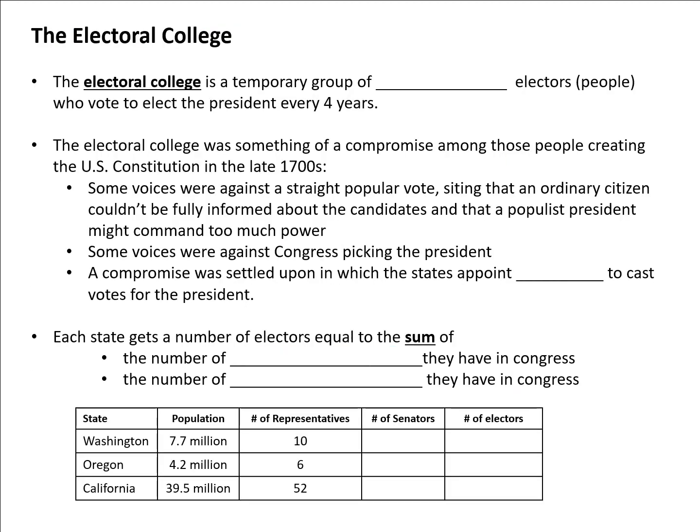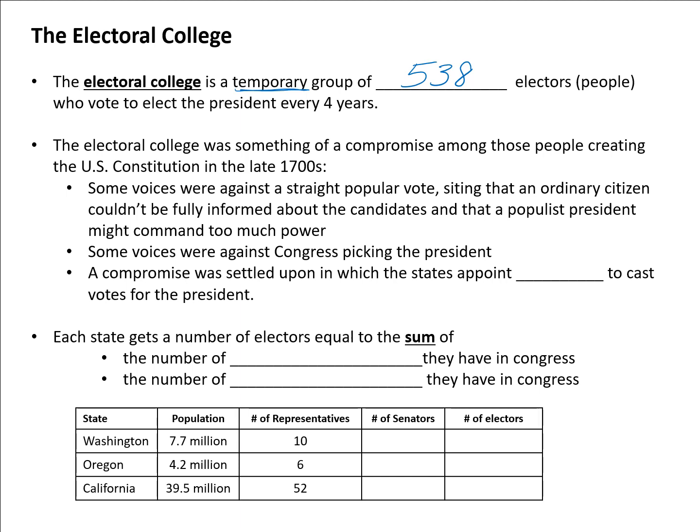The Electoral College is a temporary group of 538 electors, or people, electors are just people, who vote to elect the president every 4 years. It is a temporary group because the group of people changes every 4 years. But it is 538 people who meet and vote for president.